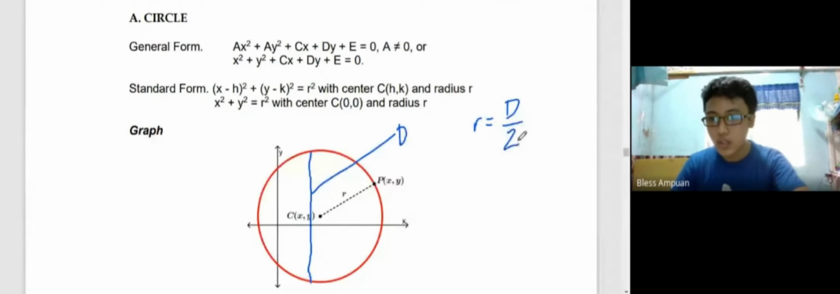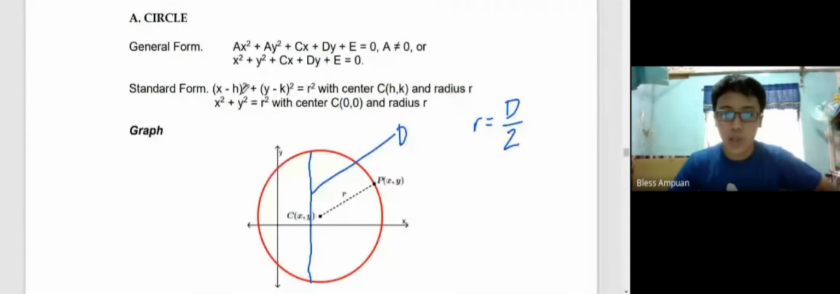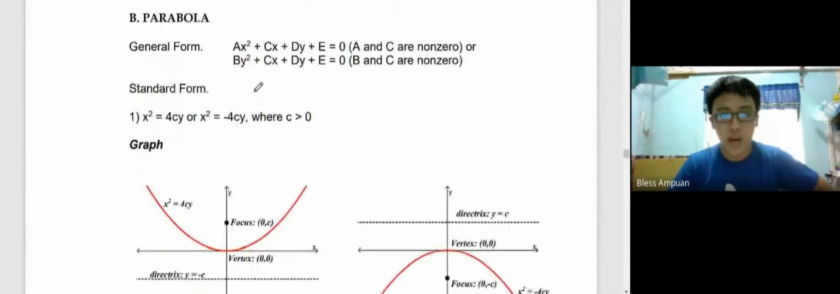Take note that in our equation, or the standard form, which is x minus h squared plus y minus k squared equals r squared, not d squared. In the standard form, you need a radius. So if the given is diameter, you need to convert the diameter into radius by dividing it by 2. h is the abscissa of the center, k is the ordinate of the center. That's all. Okay, let's move on to parabola.